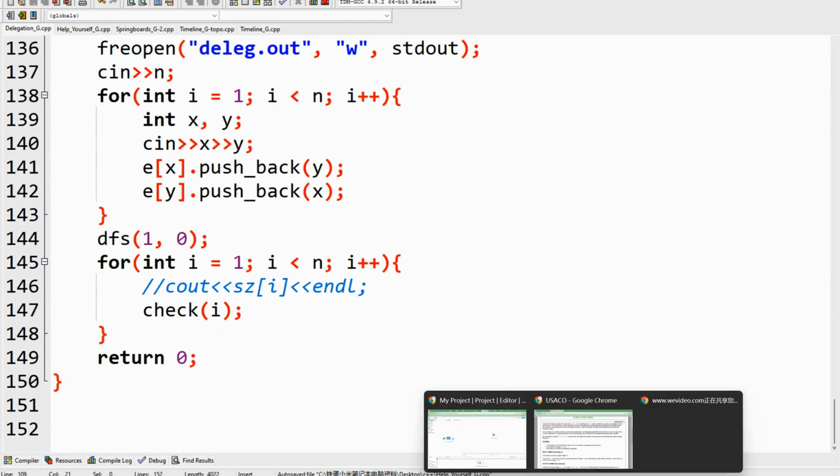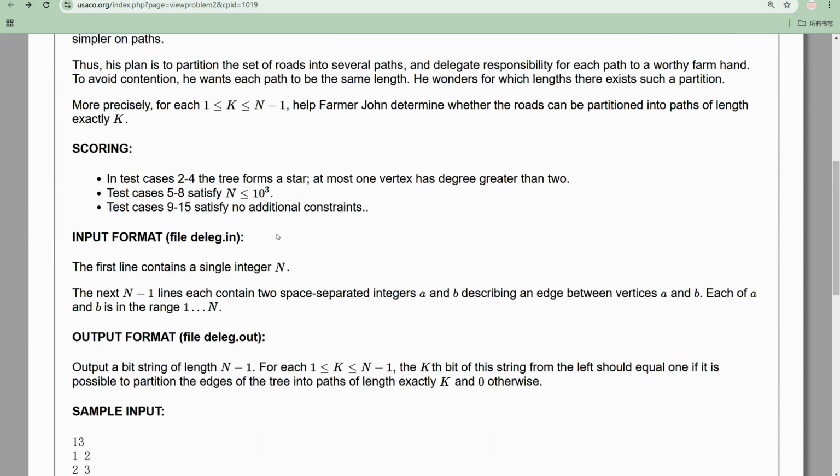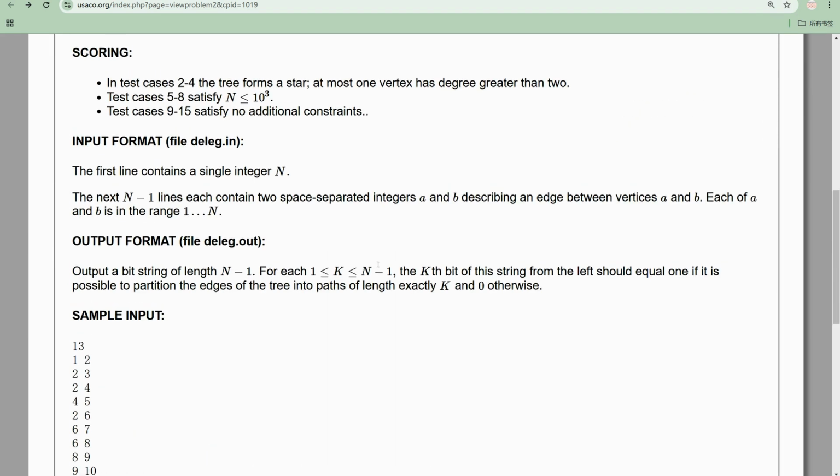So this is the USACO 2020 February contest gold problem 3, Delegation. It is harder than the last two because it's DP. DP always requires a lot more thinking than others, but I would say it's still pretty easy. This contest overall is just way easier than past USACO.